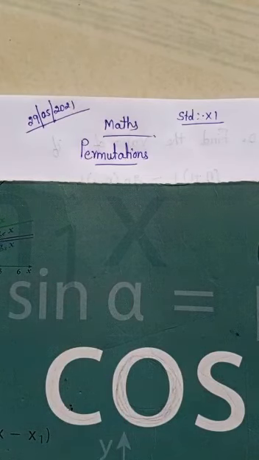So, today in this class, we are going to learn a new topic, permutations, which is related to factorial, what we learned yesterday. First, we will recall the factorial.